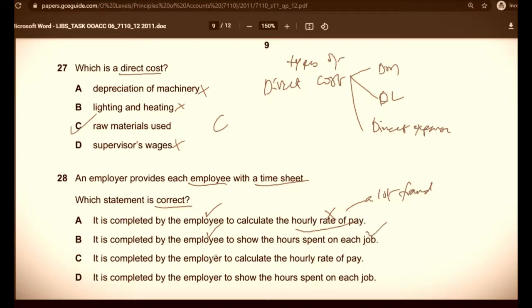But let's look into options C and D as well. It is completed by the employer. No. So option C is eliminated. Option D, completed by the employer, no, it is not completed by the employer because it has been given to the employee. So option D is also eliminated. Option A is wrong because the employee does not decide the hourly pay rate. That's not true. So the correct answer to multiple choice 28 is option B.